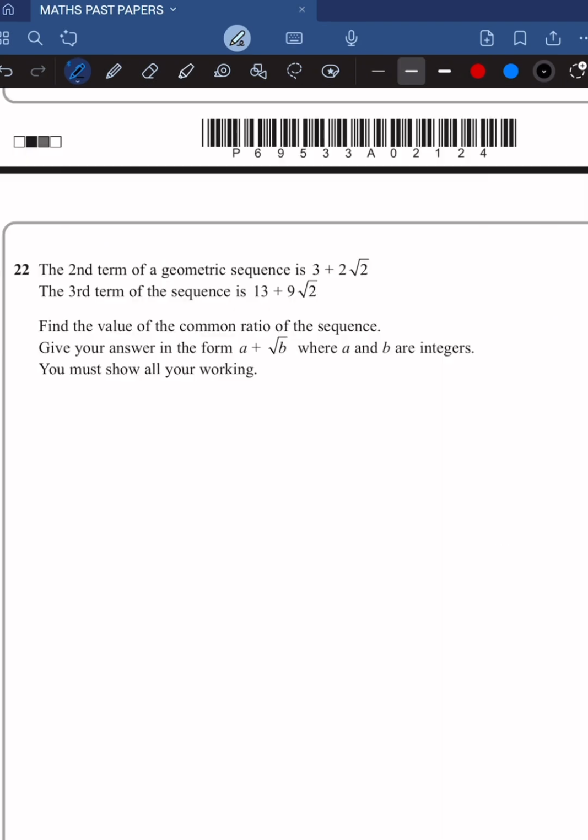And there we go. The second term of a geometric sequence is 3 plus 2 root 2. Third term of the sequence is 13 plus 9 root 2. Find the value of the common ratio of the sequence. Give your answer in the form a plus root b, where a and b are integers. Well, of course, a geometric sequence means that you multiply to get from one term to the other.